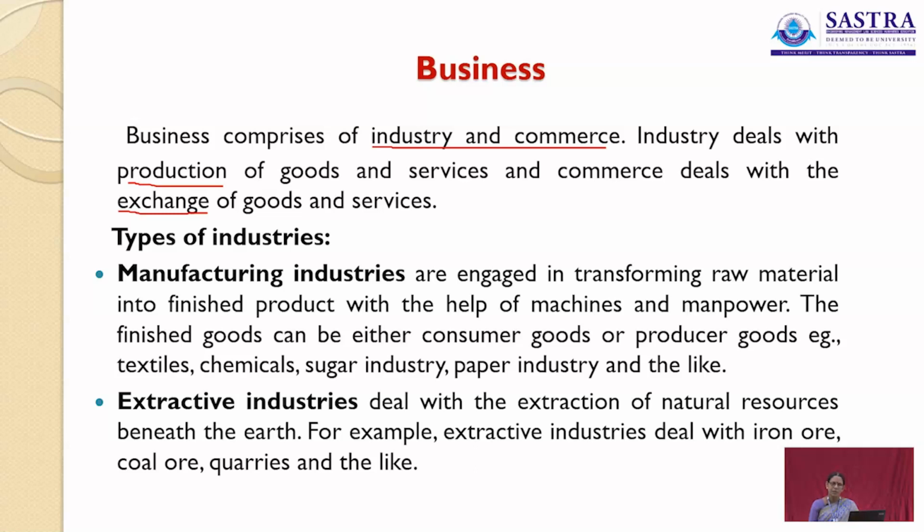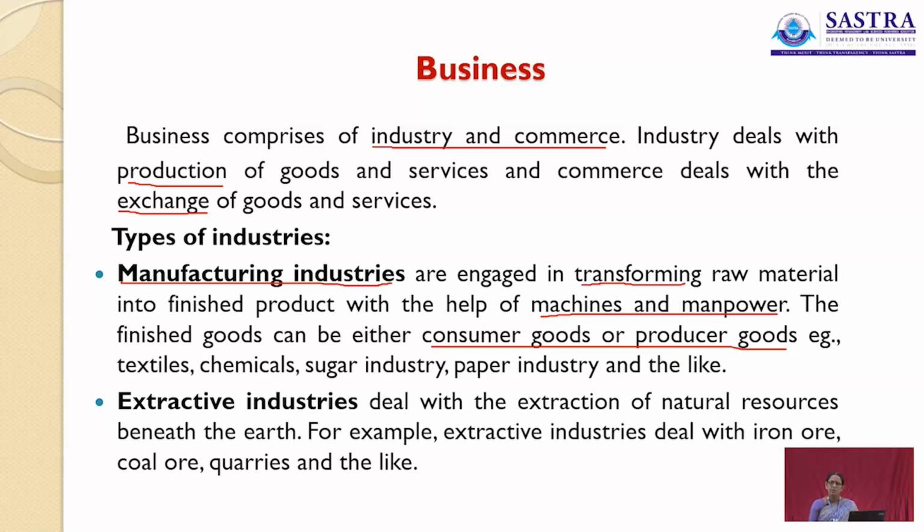Now we shall see the different types of industries. First one is the manufacturing industry. The manufacturing industry is mainly engaged in transforming raw material into a finished product with the help of machines and manpower. The finished goods may be consumer goods, or producer goods. Consumer goods are the goods which are consumed by the end user. Producer goods mean the goods which are purchased by the industrialist for further processing or for assembling purposes. So that is called producer goods.